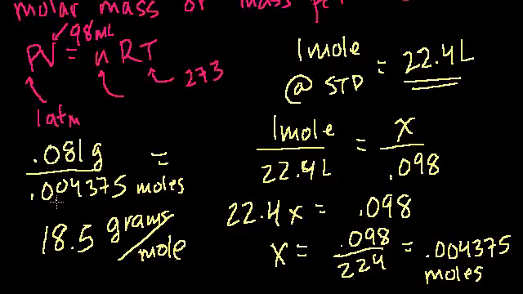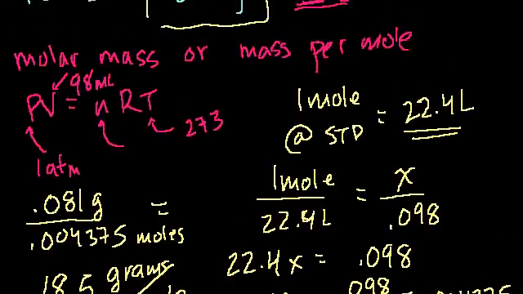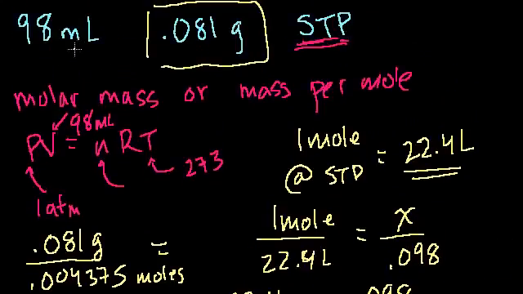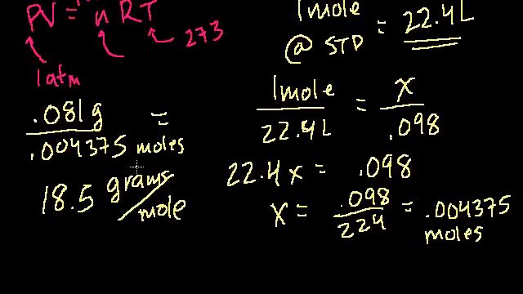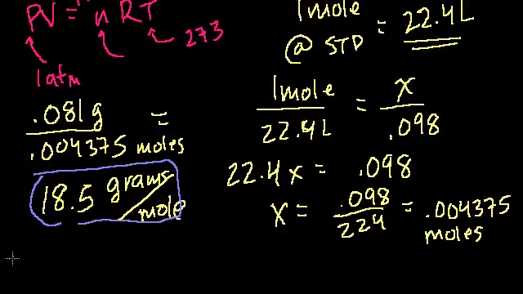So now this is an interesting question. So we figured out the molar mass of our mystery substance that took up 98 milliliters and had a mass of 0.081 grams at standard temperature and pressure. And we figured out its molar mass, or its mass per mole, is 18.5 grams. So any guess as to what molecule we're dealing with? 18.5 grams.